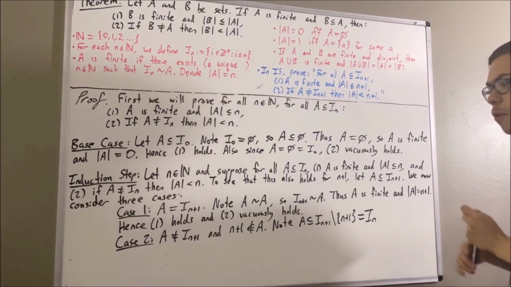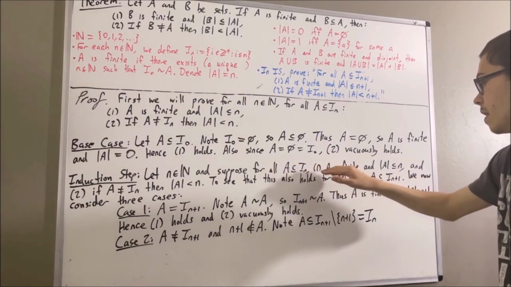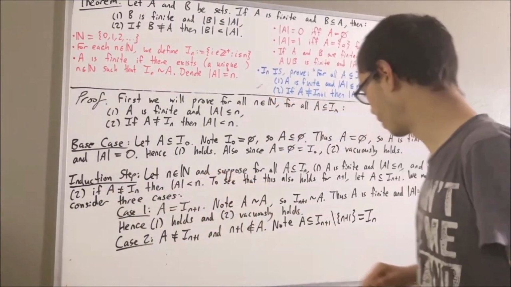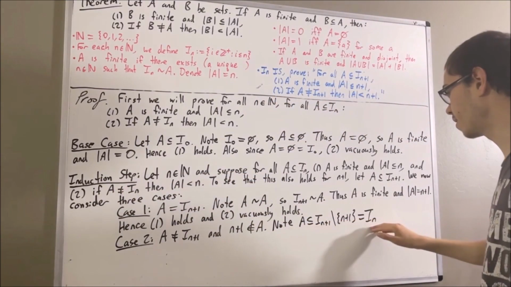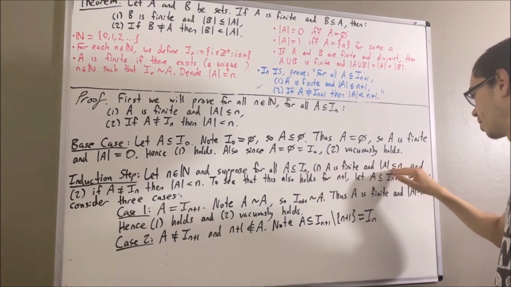So we can apply our induction hypothesis, right? We know that for all subsets of I(n), both this and this are true. So since A is a subset of I(n), we have that A is finite, and the number of elements in A is less than or equal to n.